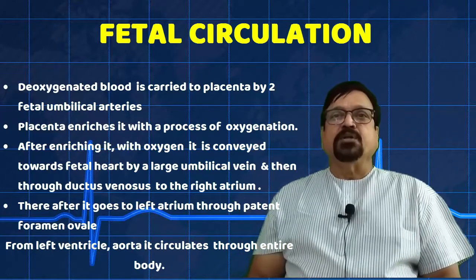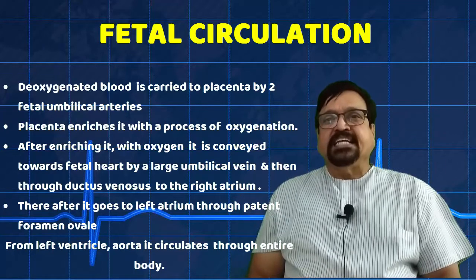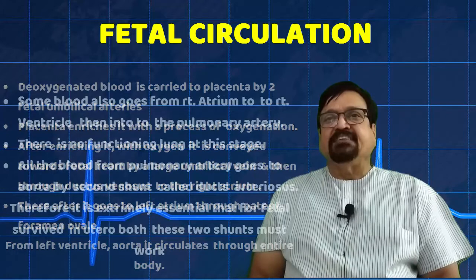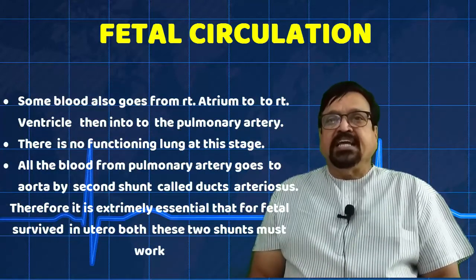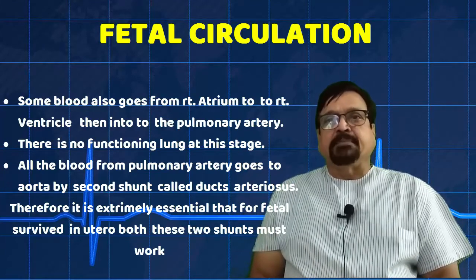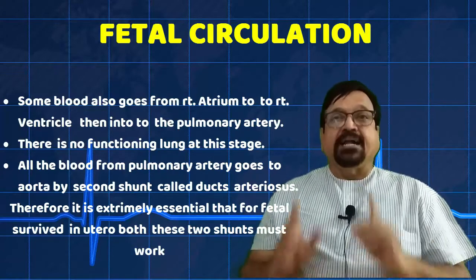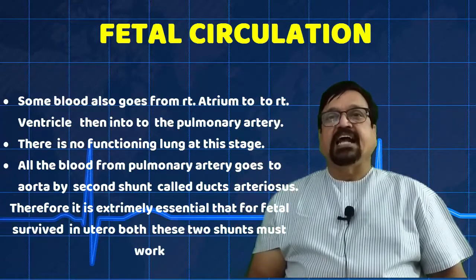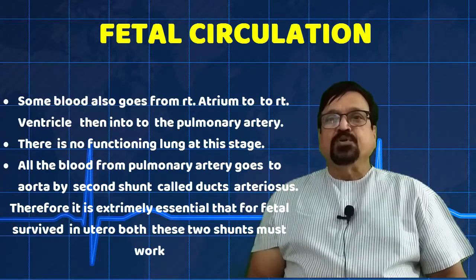Now it is important to understand this diagram of the fetal heart. This is the right ventricle, this is the right atrium, this is the left ventricle, this is the left atrium. Now the blood comes first into the right atrium through the IVC. We have seen how the placenta plays its role to purify it. From the right atrium, part of the blood goes into the right ventricle, and partly the blood goes into the left atrium through the foramen.